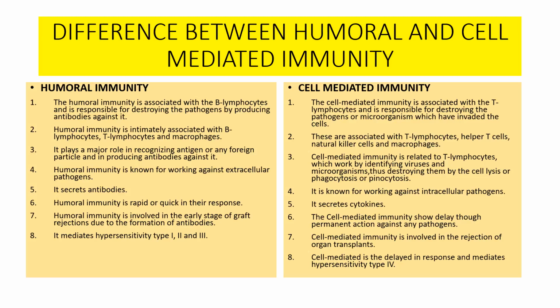Humoral immunity is involved in the early stage of graft rejection due to the formation of antibodies. Cell-mediated immunity is involved in the rejection of organ transplants. Now the humoral immunity mediates hypersensitivity type 1, 2 and 3, whereas cell-mediated immunity mediates hypersensitivity type 4. So this is the basic difference between the humoral and cell-mediated immunity.